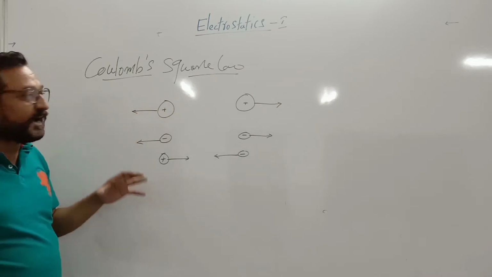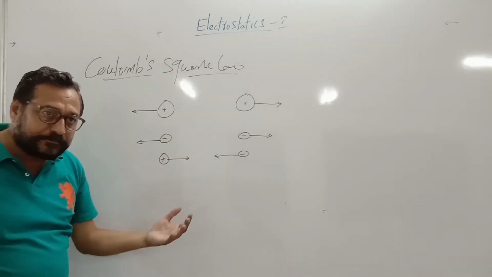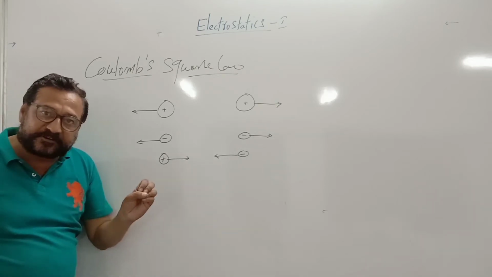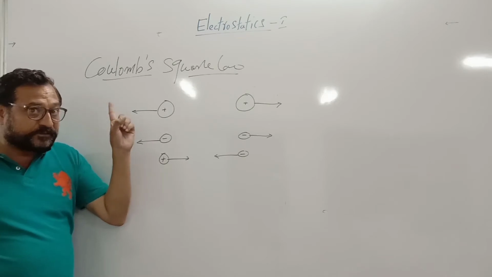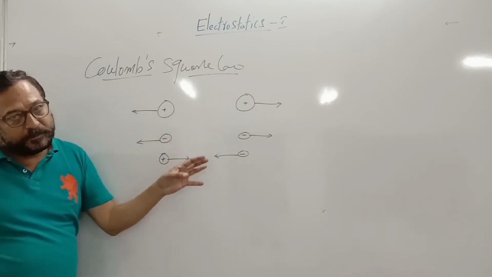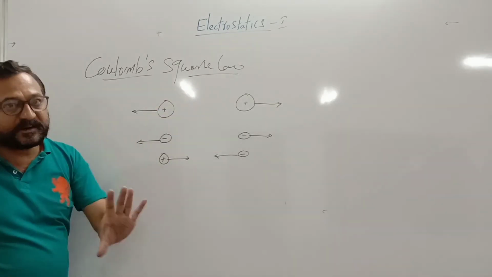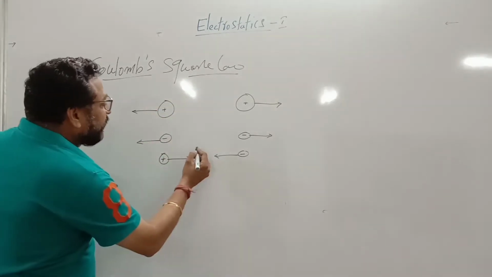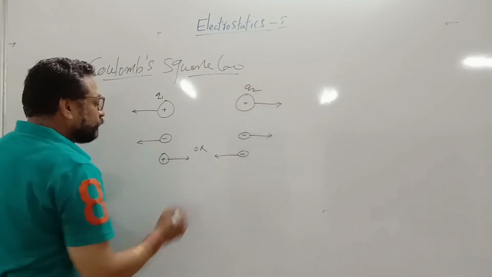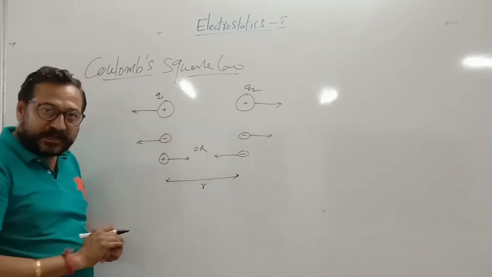Both forces exist in Coulomb's inverse square law, whereas in the gravitational law it is only a force of attraction. In the electrostatic law, it is a force of attraction or repulsion, and this depends upon the nature of the charges. In this condition, again, this charge is Q1, this charge is Q2, and the distance between these two charges is, suppose, R.